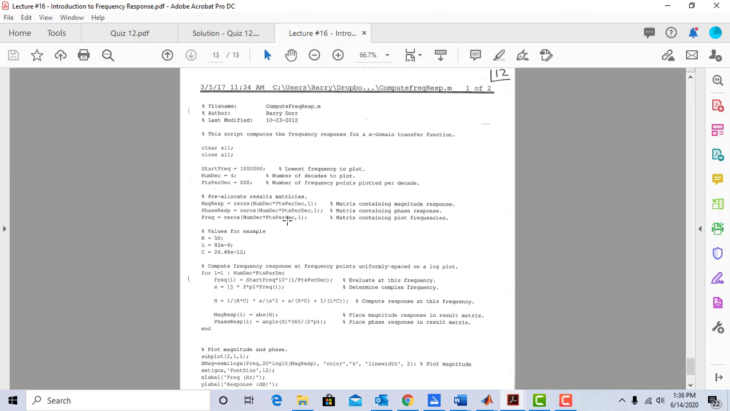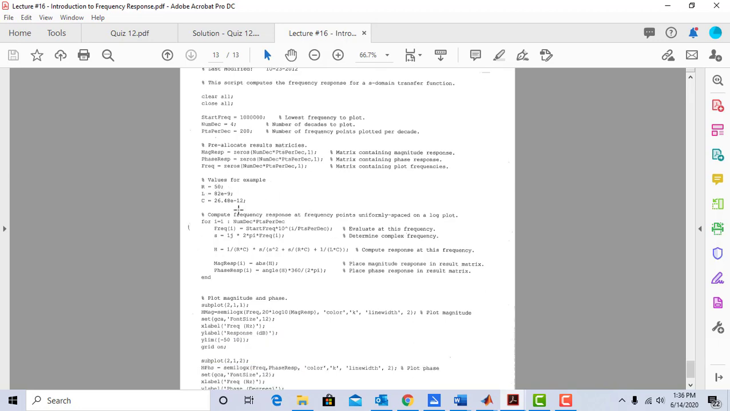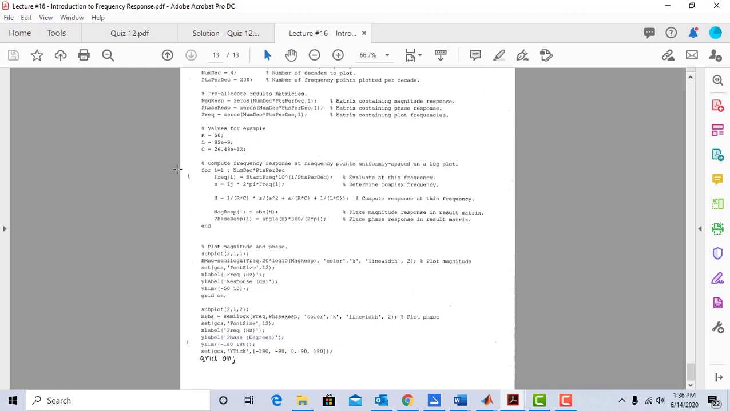So the values for the example are R is 50, L is 82 nanohenries, and C is 26.5 picofarads. So I kind of get my numbers out of the way up here. Now I'm going to go through a loop where I increment this index I from 1 to the number of points we have, which is number of decades times the points per decade.